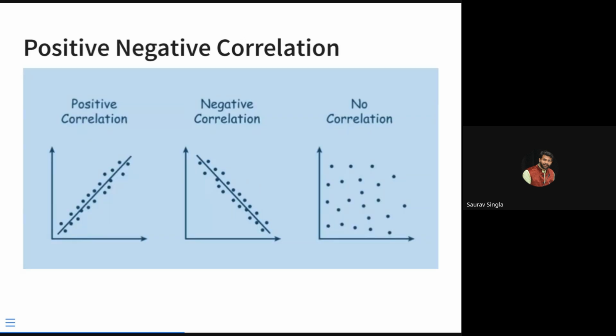Now this is what I was talking about, positive and negative correlation. What is positive correlation? Positive correlation means the variables are moving in the same direction. Same direction means if x increases, y will also increase. If x decreases, y will also decrease.